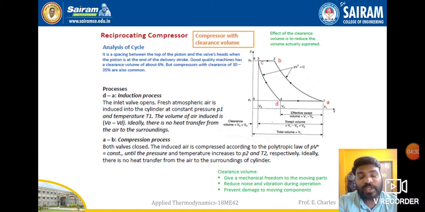Here, how can we show this in the PV diagram? If you look at the PV diagram, from the third point to the zeroth point, that is nothing but the clearance volume, that is V3 minus V0, which is nothing but VC.